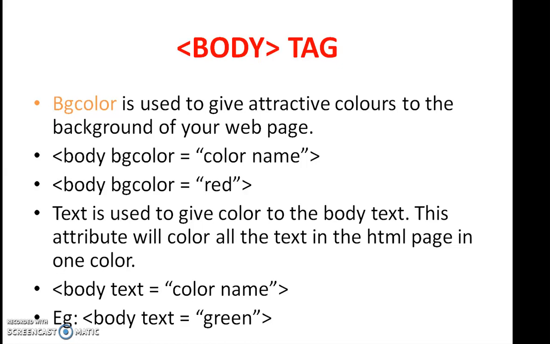The text attribute will color all the text in the HTML page in one color. The syntax is body text equals color name. For example, body text equals green. That means the text will be displayed in green color.